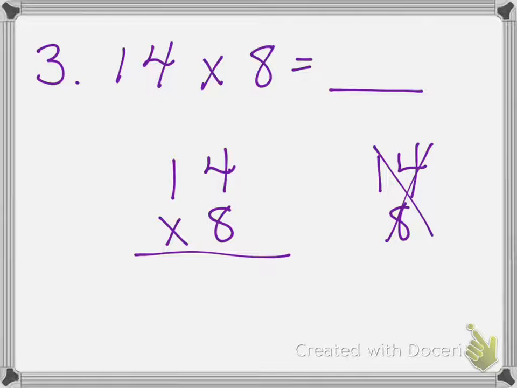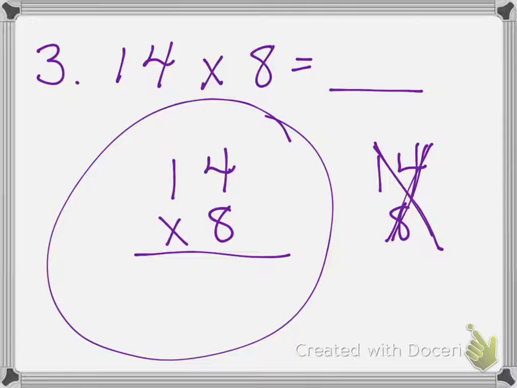Most mistakes are made not because kids don't know their times tables, but because they line their numbers up incorrectly. And then when they go to do the question, they end up multiplying the wrong numbers. Okay? All right, think about what to do first in this question.